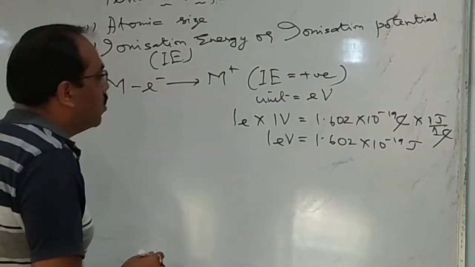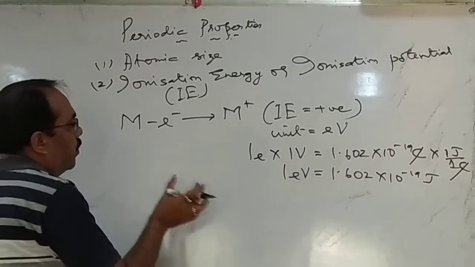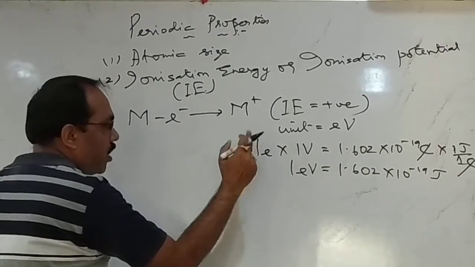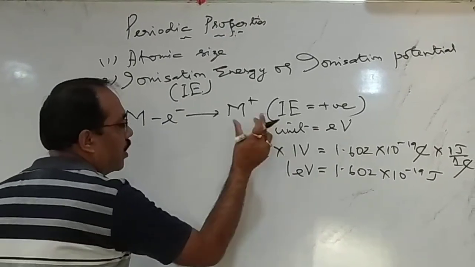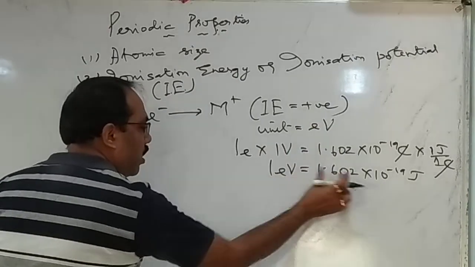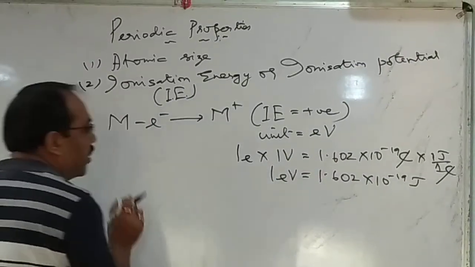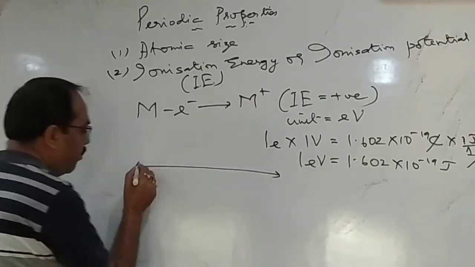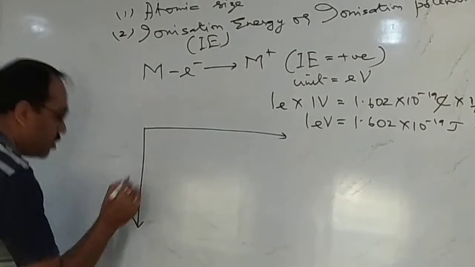So again I repeat, it is the amount of energy required to remove an electron from the outermost shell of an isolated gaseous atom, and we measure that value in terms of electron volt. These are the relations between electron volt and joules. Now we will see what happens when we move across the period, and when we come down the group.